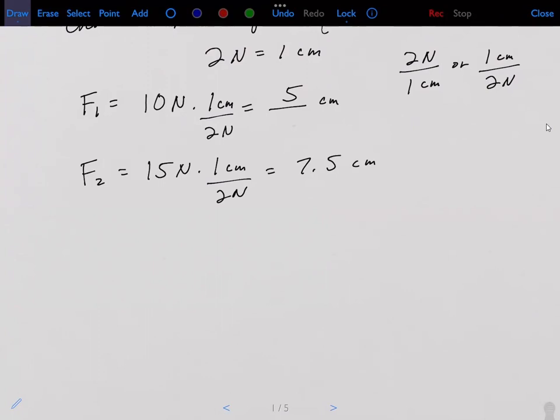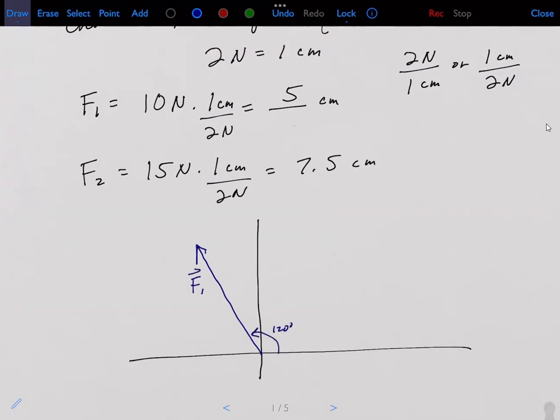So if I start with F1, I'll just add these tip to tail, but I won't do it exactly. I'll do it exactly in a minute on the graph paper. At 120 degrees, I have F1, so it's going to look something like this. This is F1, this is 120 degrees. Then I want to start at the tip of F1, so sometimes we draw a new coordinate system here. Then I want to draw F2. Well, F2 is at 0 degrees, so that's just going to the right.